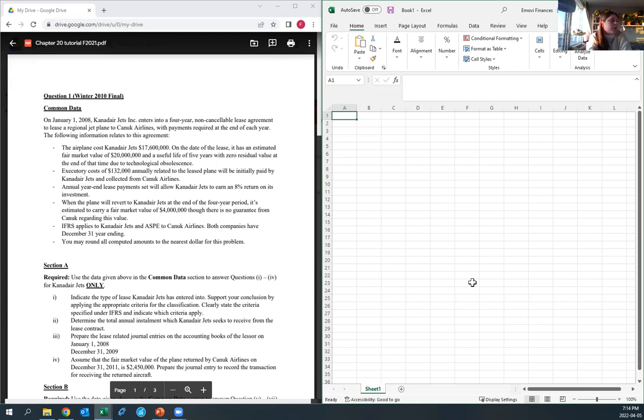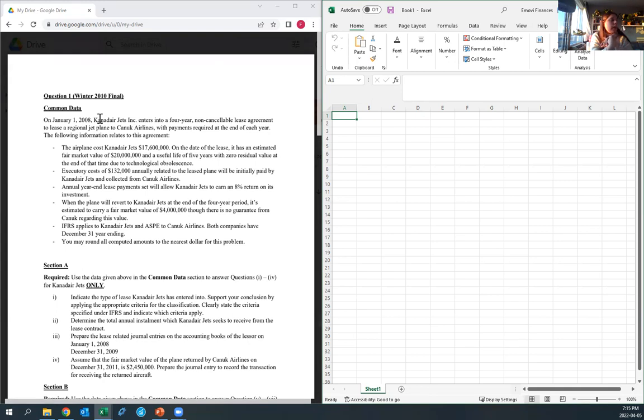Executory costs of $132,000 annually related to the leased plane will be initially paid by Canadair Jets and collected from Canuck Airlines. So what that means is that the lessor is Canadair and the lessee is Canuck. So Canadair is renting their assets to Canuck, and they're going to have some expenses linked with that airplane. So they're going to pay it first, and then when Canuck makes their payments, they're going to add the amount of executory costs that Canadair paid during the year. So for Canadair, it's as if they didn't pay anything.